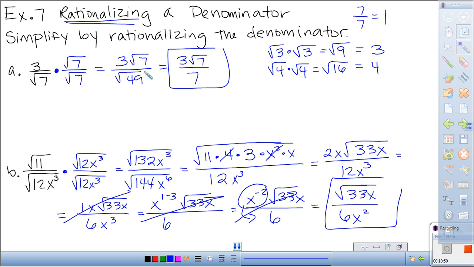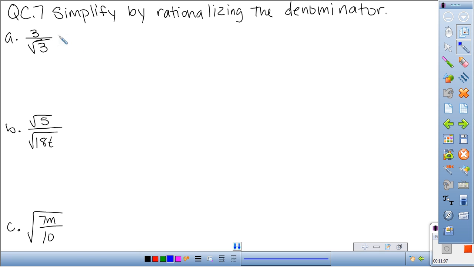You can skip having to write the square root of 49 and just say the square root of 7 times the square root of 7, well, I know it's just going to be 7. It pops out of the radical. Those are some time-saving tips for you. So let's try a couple more before time runs out.